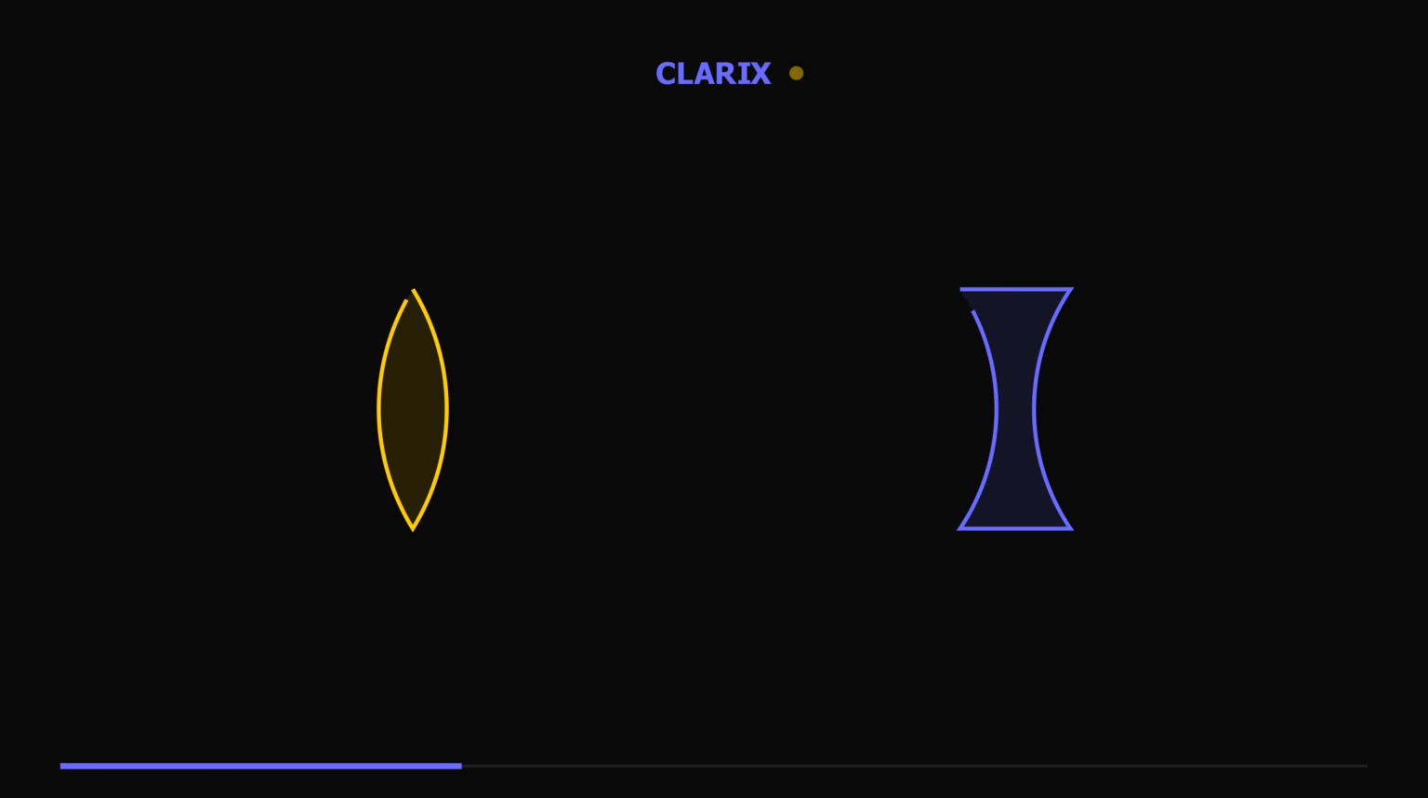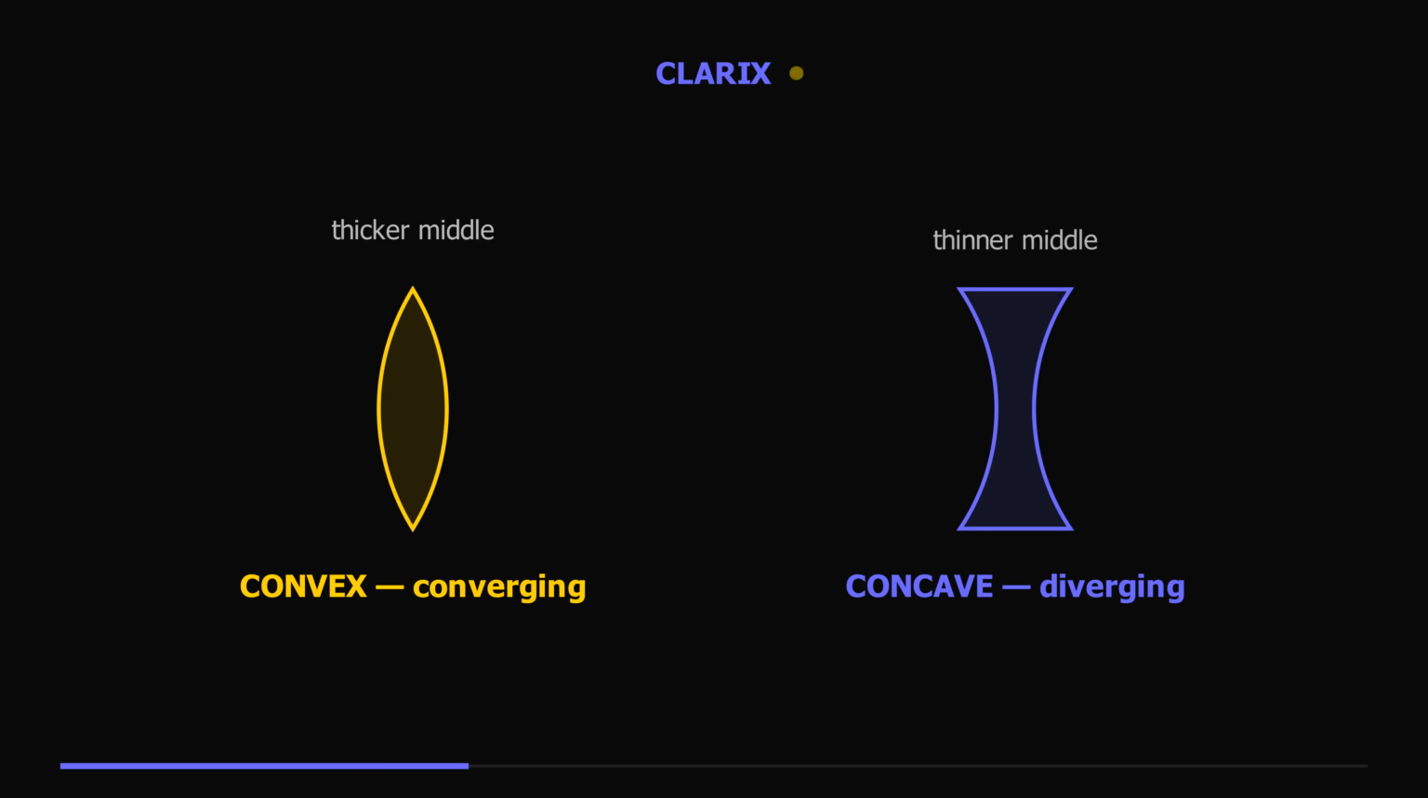Now to lenses, the real workhorses. A lens is a piece of glass with at least one curved surface, and it works purely by refraction. There are two kinds. A convex lens bulges outward, thicker in the middle. It bends parallel rays together to a point, so we call it converging. A concave lens is thinner in the middle, caves in at the center. It spreads parallel rays apart, so it's diverging. Convex converges, concave diverges, the same in versus out idea as the mirrors.